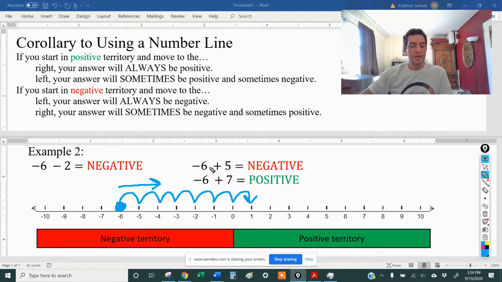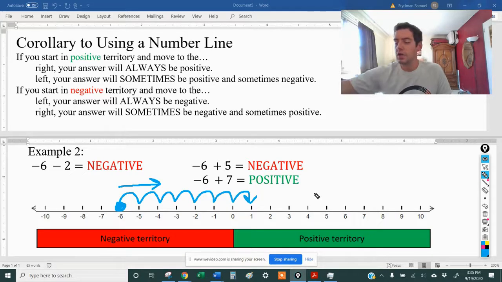All right. And again, you should be able to convince yourself if you start at -6 and you move to the right by some number which is less than 6, then you'll stay in negative territory. But if you move to the right by some number which is greater than 6, say 7, or 8, or 9, or 10, and so on, then you're going to end up in positive territory.